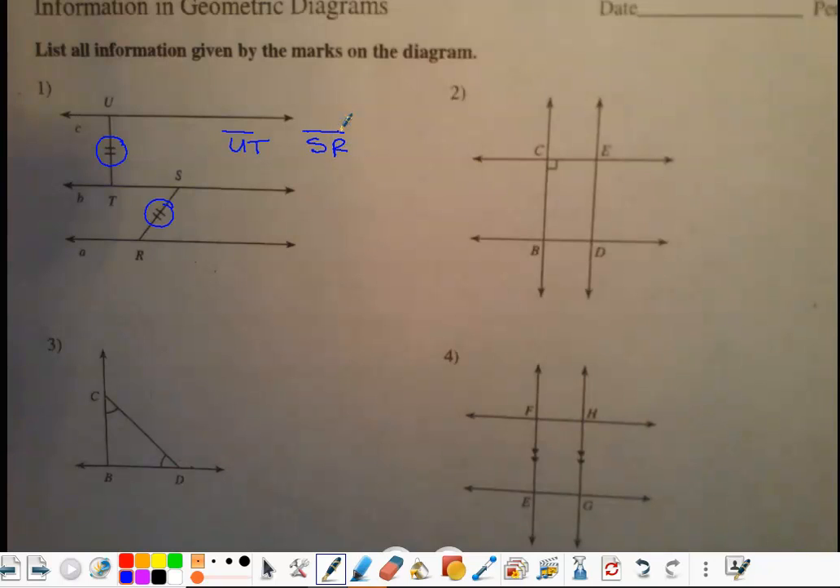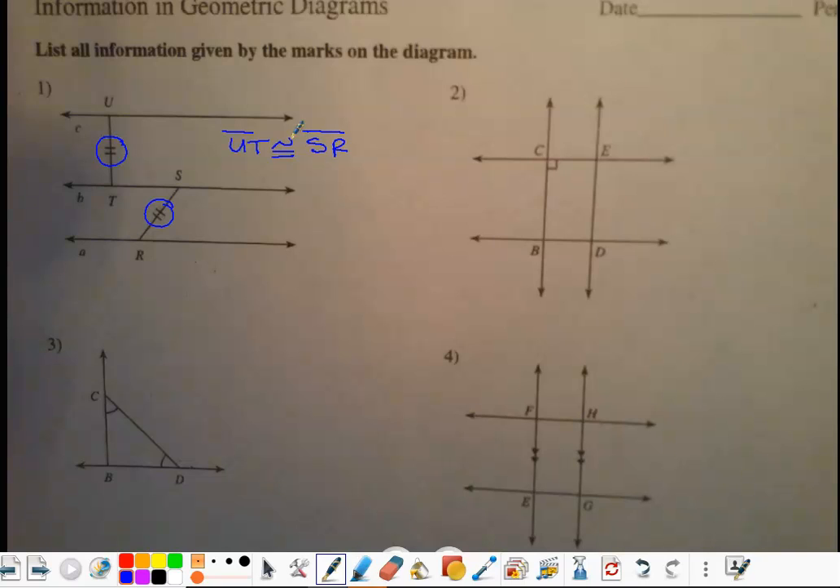Equivalent. What else do we use before that? What's the other word that we learned last week or earlier this week in our notes? With the wavy? Yeah, they're congruent. Okay, so we know UT and SR are congruent.